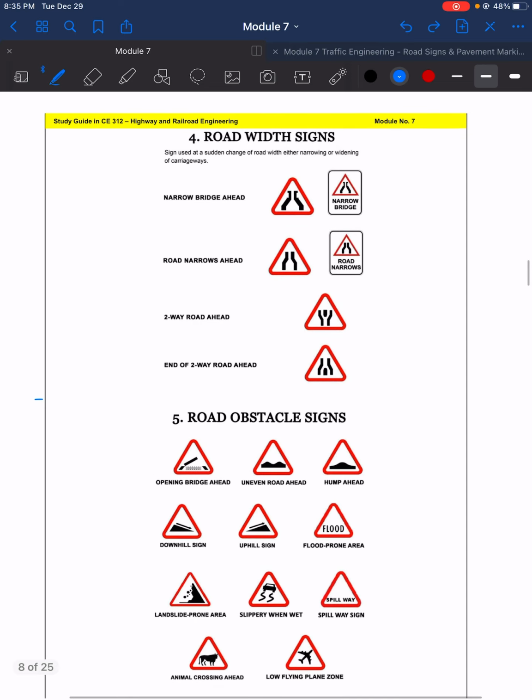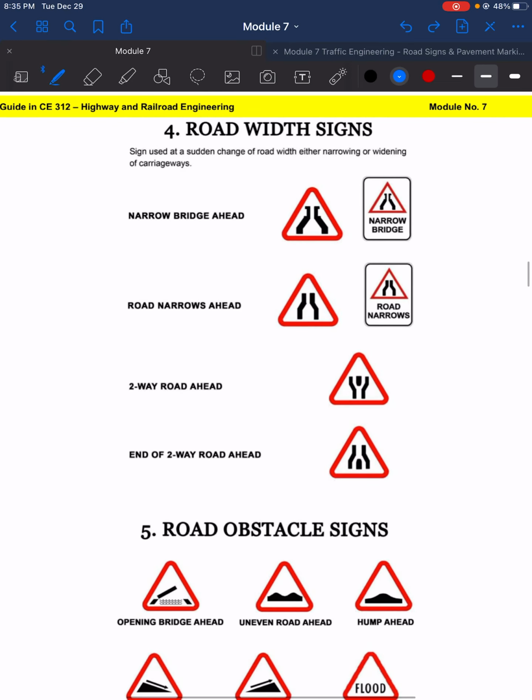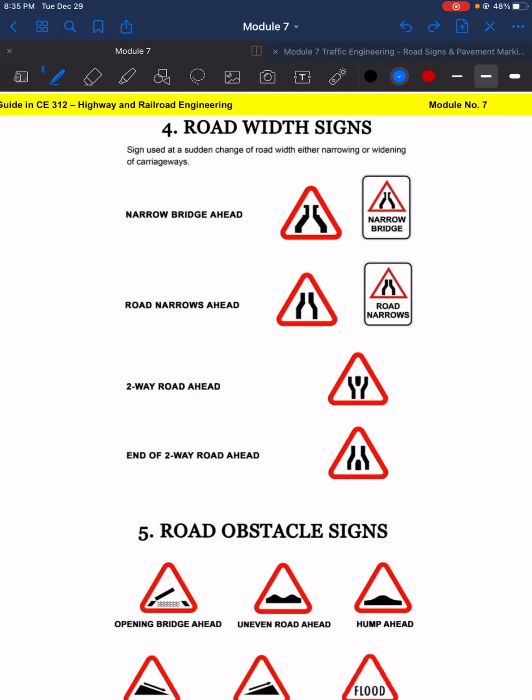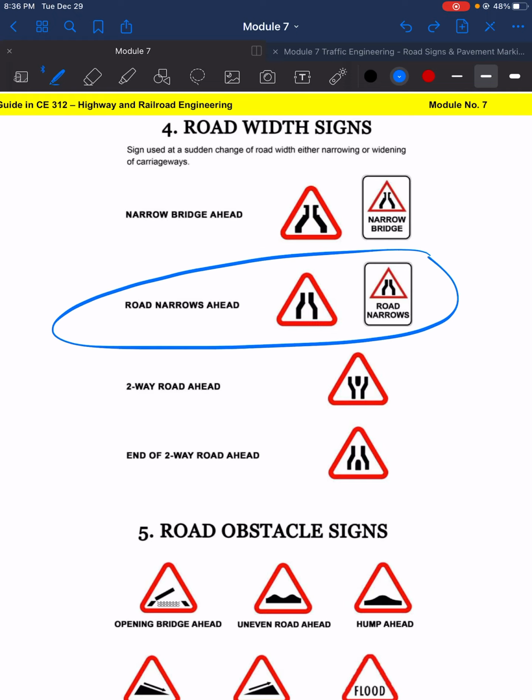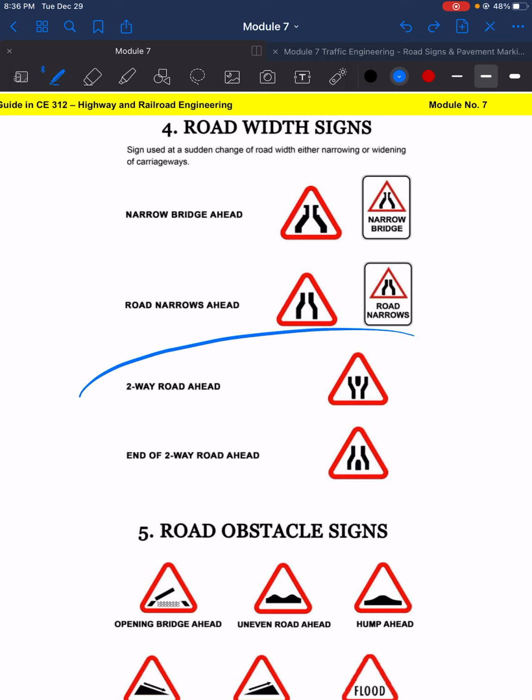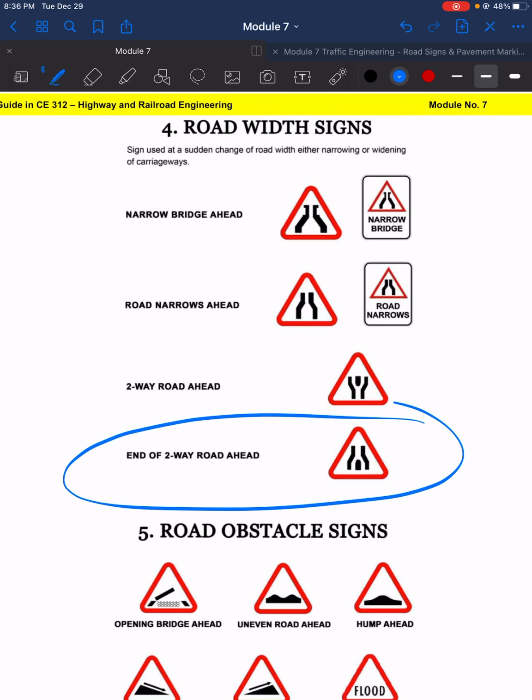Now we have here the road width signs. Sign used at a sudden change of road width, either narrowing or widening of carriageways. So we have here narrow bridge ahead. So meaning it is informing the motorist na mayroong tulay na mas makipot pa doon sa dinadrive niya na kalsada. We have here road narrows ahead, two-way road ahead, end of two-way road ahead.